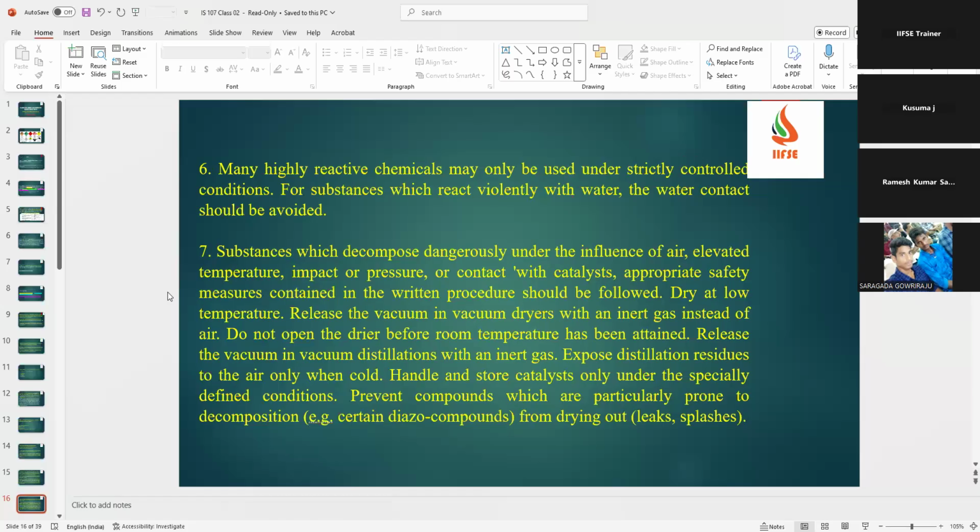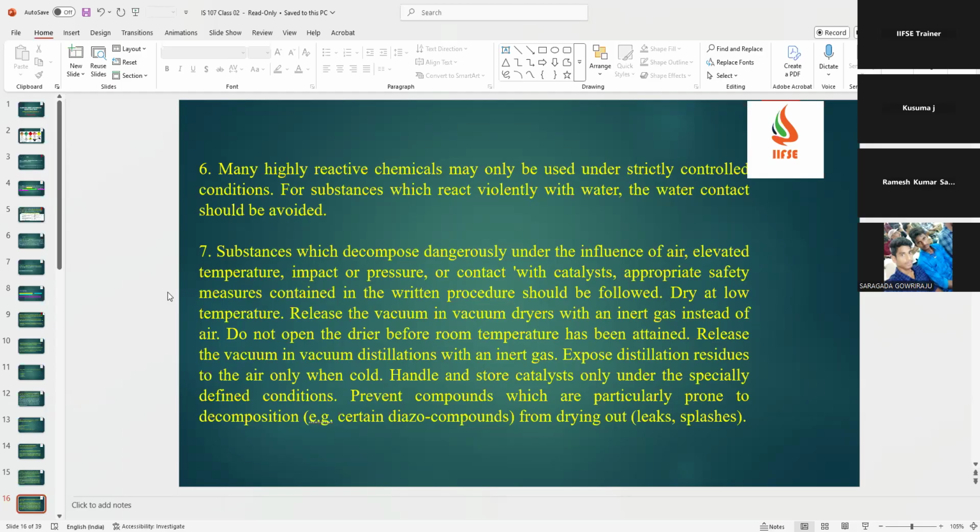And release the vacuum in the vacuum distillation with inert gases. So vacuum also we have to release with the inert gas to avoid any atmosphere which can create a fire. Then expose distillation residues to air only when it is cold. When they say distillation residues, like solvents or the final end product once the distillation happens, those we can allow to be exposed to air when it is in cold conditions or the atmosphere is cold.